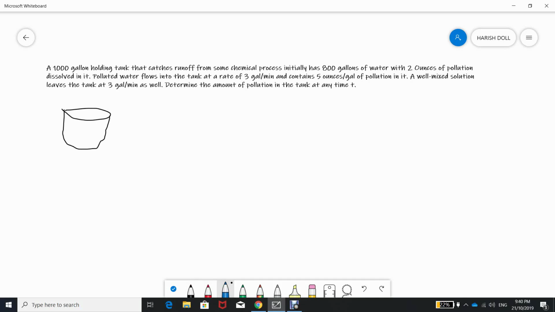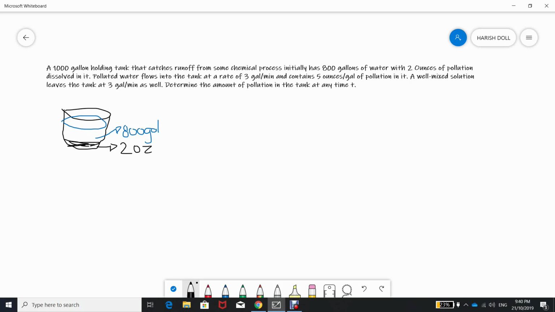So initially this container has 800 gallons of water. And this 800 gallons of water has 2 ounces of pollution dissolved in it. So let's say this is the 2 ounces of pollution dissolved in it.